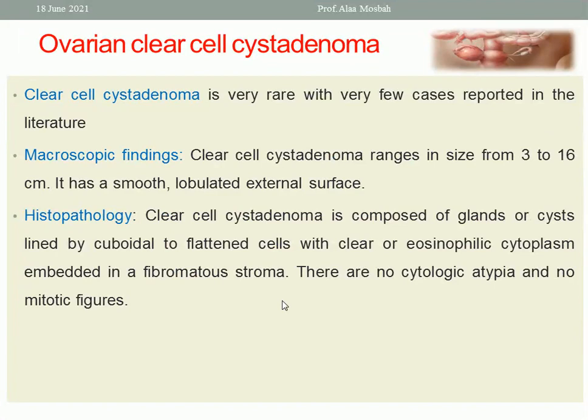What about clear cell cystadenoma? It is very rare actually, and few cases reported. Macroscopic finding: clear cell cystadenoma ranges in size between 3 to 16 centimeters, with a smooth outer surface, lobulated. The histopathology of clear cell cystadenoma: it is composed of glands or cysts lined by cuboidal or flattened cells with clear or eosinophilic cytoplasm embedded in fibromatous stroma. There is no cytological atypia and no mitotic figure.